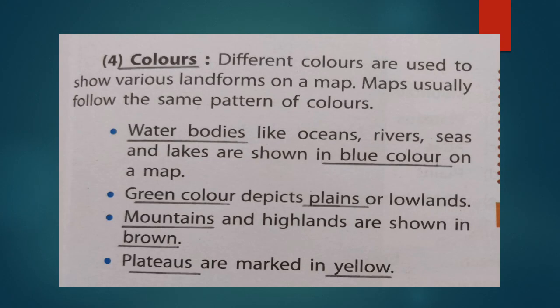The next thing that we have already learned and seen in that map is colors. We use different colors to show various landforms on a map. Did we see this in the physical map? Yes. Usually the same patterns are followed everywhere. Water bodies like oceans, rivers, seas, and lakes are shown in blue color. Green color shows plains or lowlands. Mountains and highlands are shown in brown, and plateaus are marked in yellow. Remember, we saw this in the physical map of India?